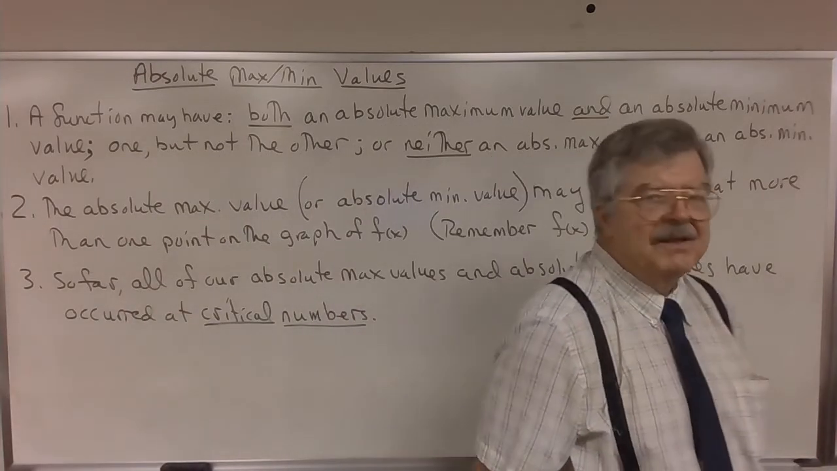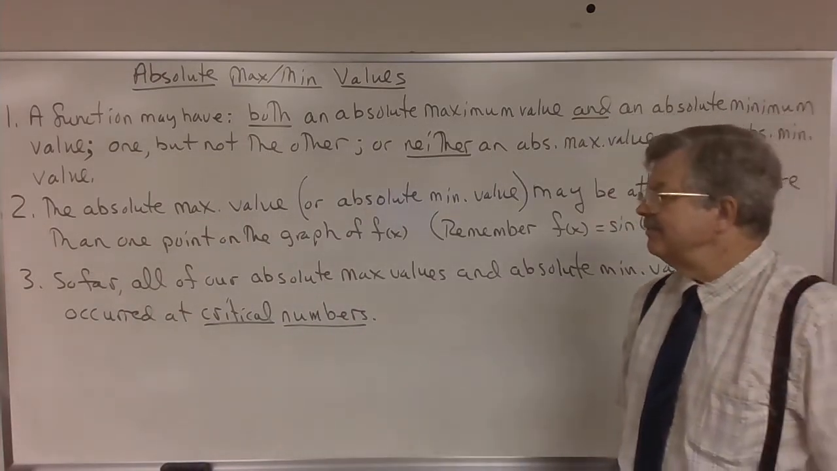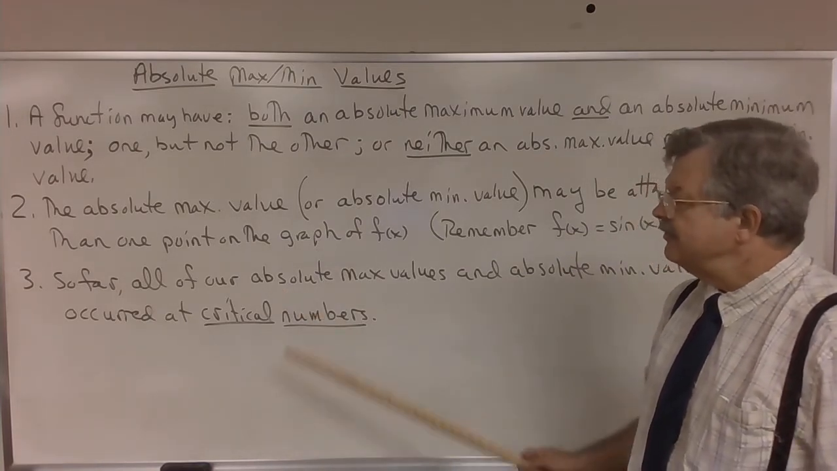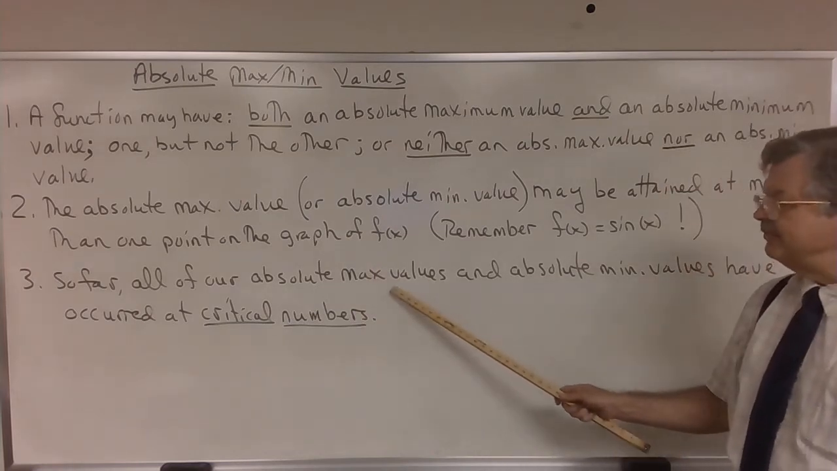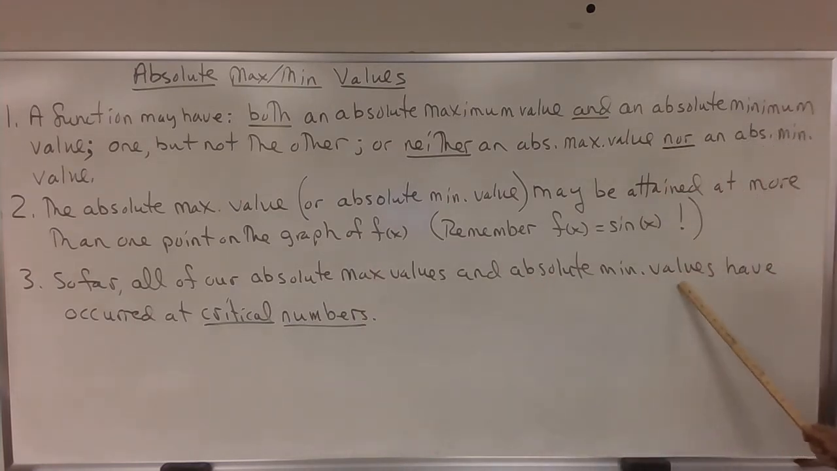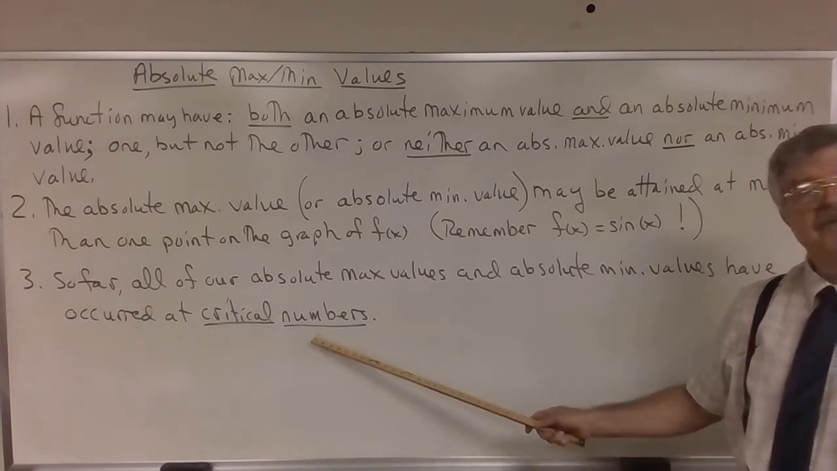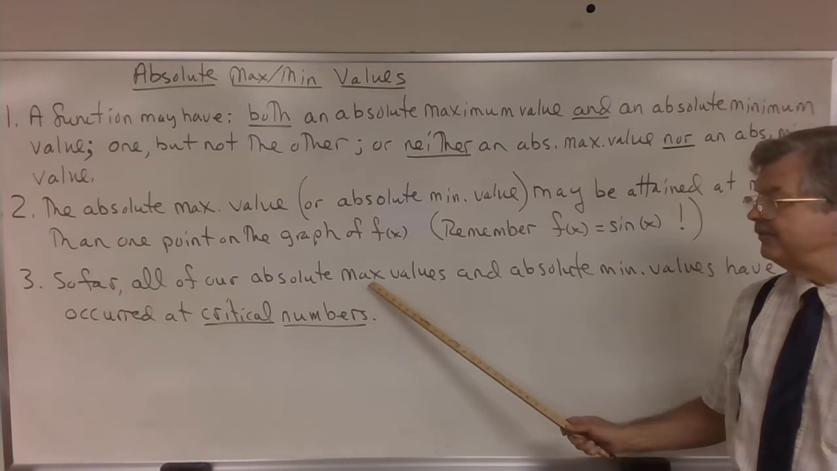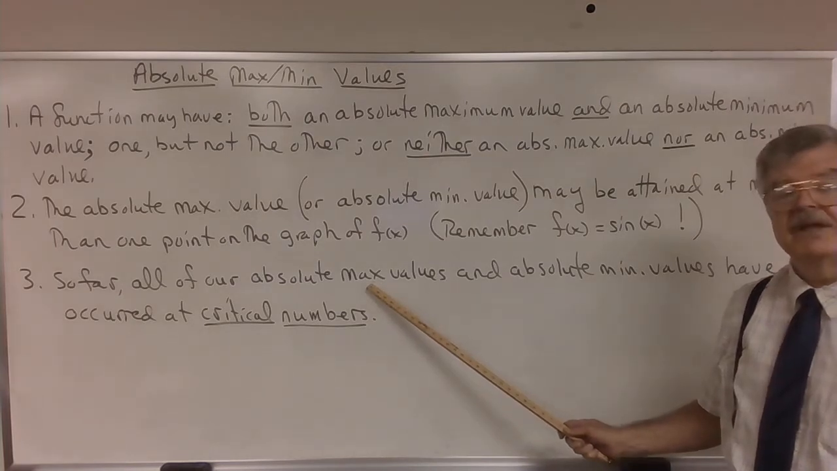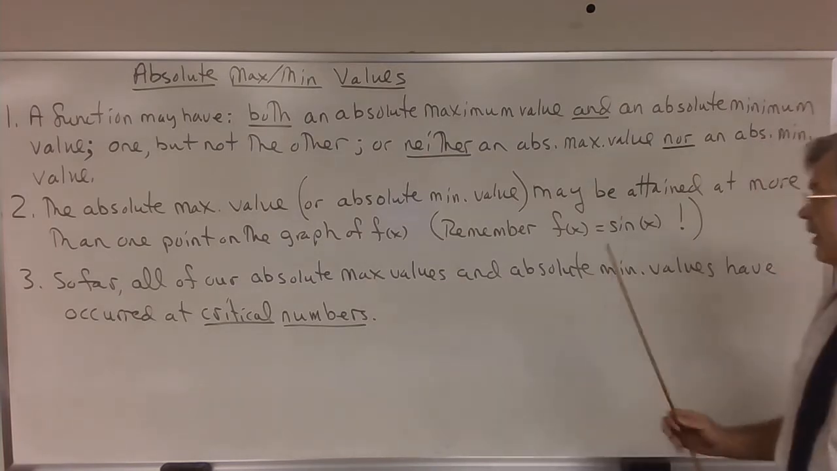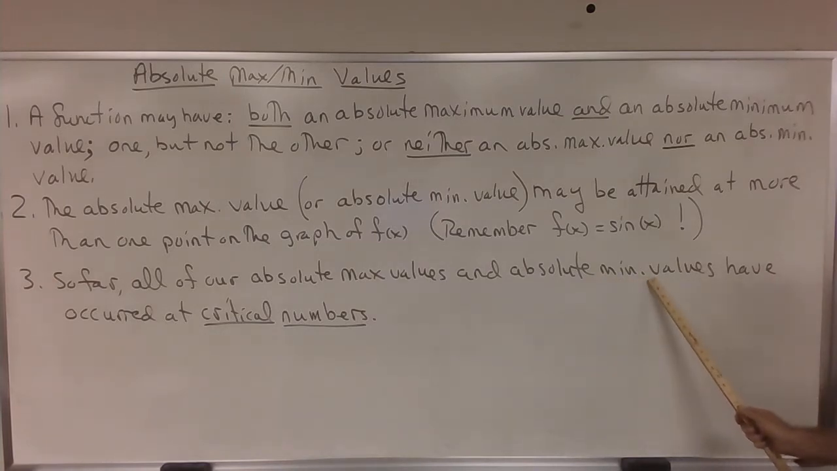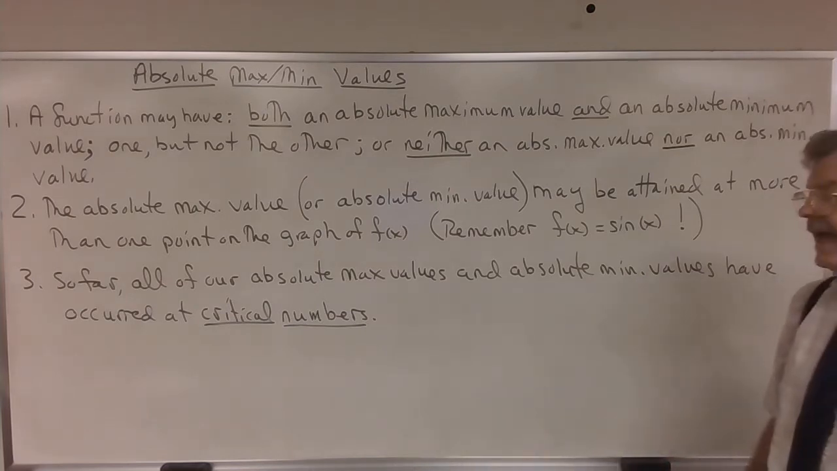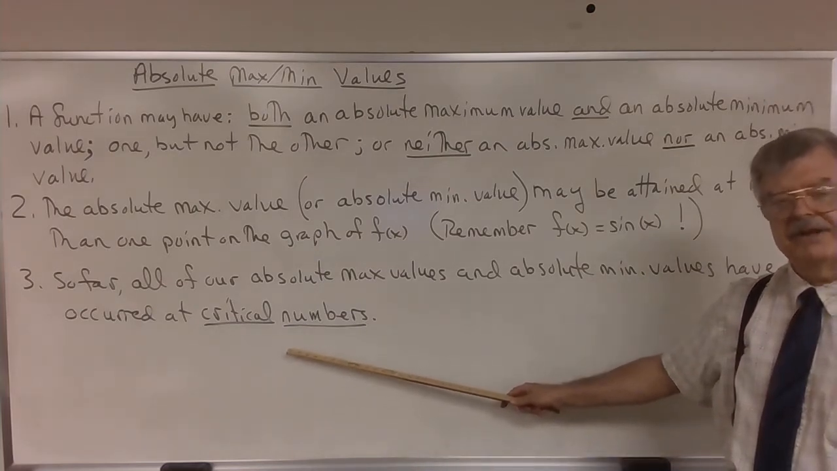And we were keeping count for this third point. So far, all of our absolute maximum values and absolute minimum values have occurred at critical numbers. So wherever we've had an absolute maximum value, we've had a relative maximum. Wherever we've had an absolute minimum value attained, we've had a relative minimum value. And at each of these places, there have been critical numbers.